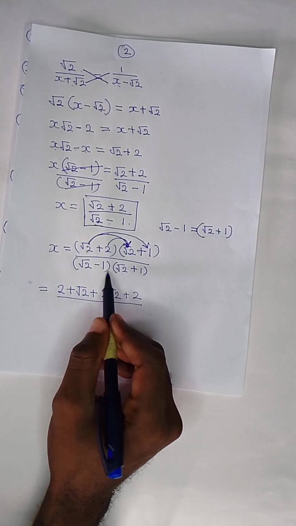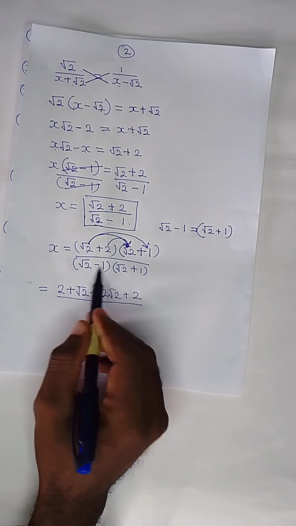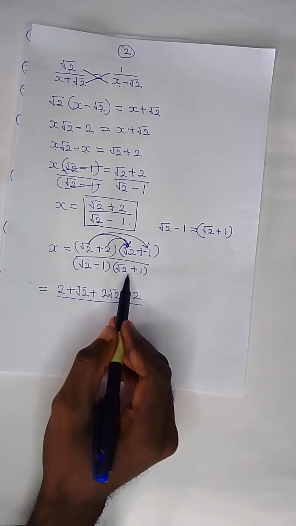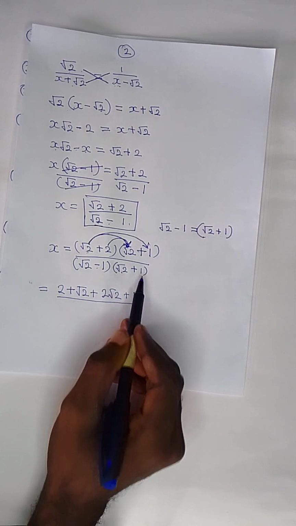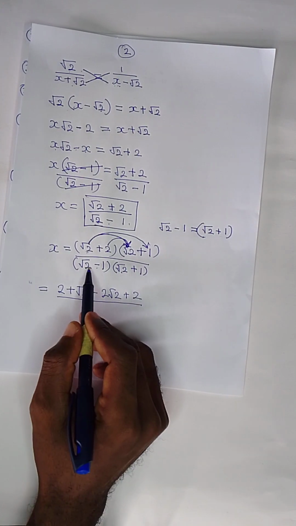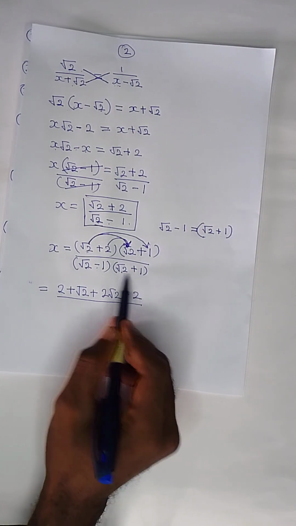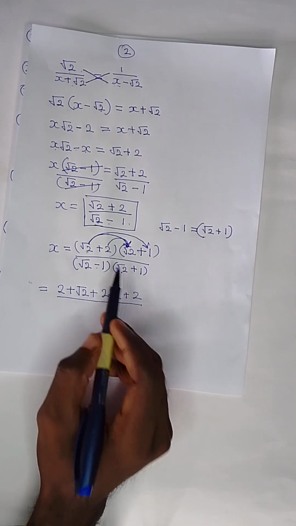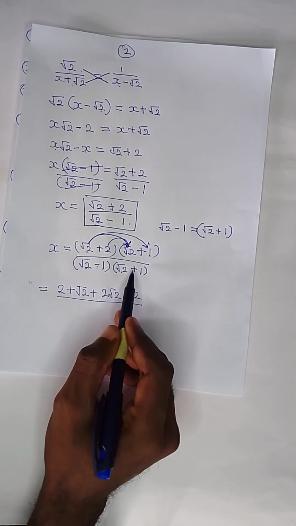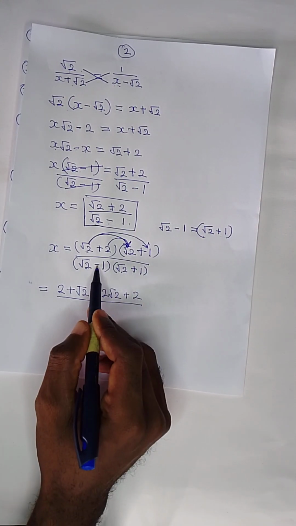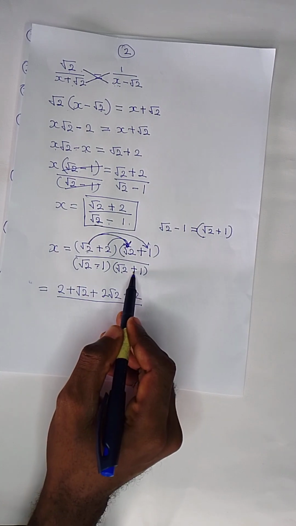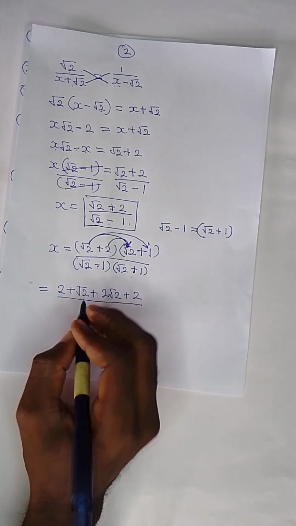Now come down to the denominator. Now look at these 2 brackets. We have root 2 here, we have root 2 here. We have 1 here, we have 1 here. So we have the same thing inside the 2 brackets. But the only difference between these 2 brackets is plus and minus. And we know that minus times plus is what? Minus.